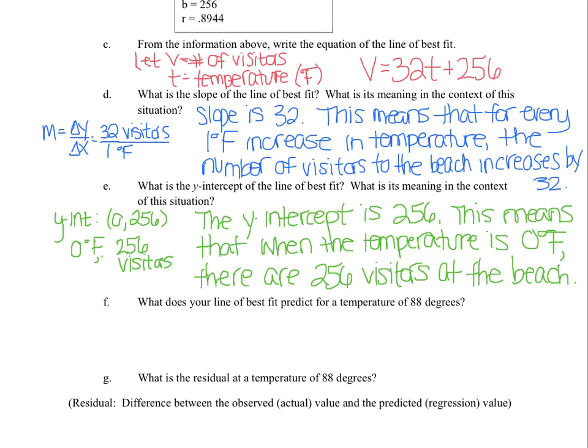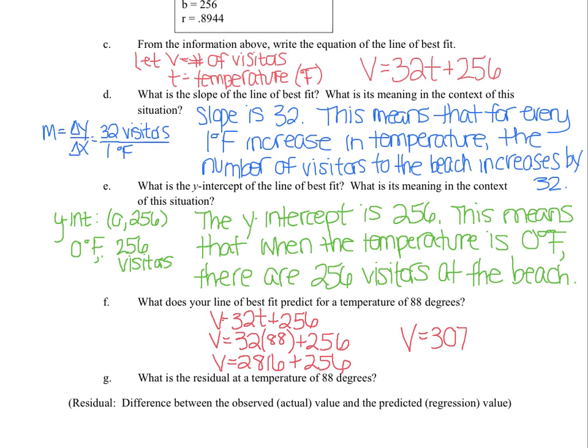Part F says, what does your line of best fit predict for a temperature of 88 degrees? Well, our line of best fit is V equals 32T plus 256. So I want to know what is V when the temperature is 88 degrees. So I'm going to substitute in 88 for my temperature. And 32 times 88 is 2,816. And I'm going to add 256 to that, and I'm going to get 3,072 visitors. So there will be 3,072 visitors predicted when the temperature is 88 degrees.